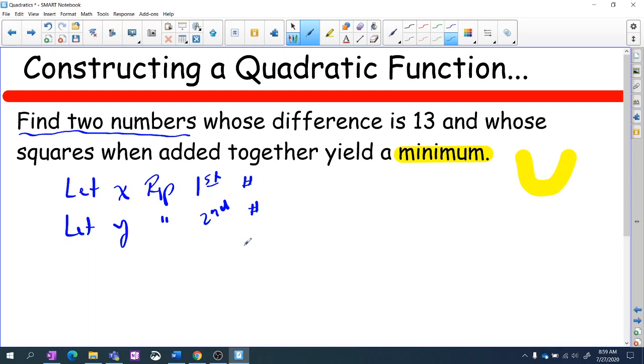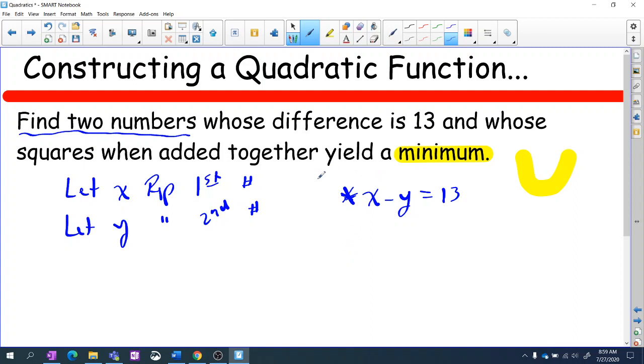Now, let's see what they tell us. There's two things that they tell us here. The two numbers have a difference of 13. So I know that if I took x subtract y, I'm going to assume x is the bigger number. I'm going to get 13. Somebody else might write y subtract x equals 13. That would be fine as well. They'll just have y come out to be the bigger number. We'll end up getting the same two numbers. So this is going to be important in a moment, but right now that's not a quadratic, so that's not something I could put in vertex form and find the vertex.